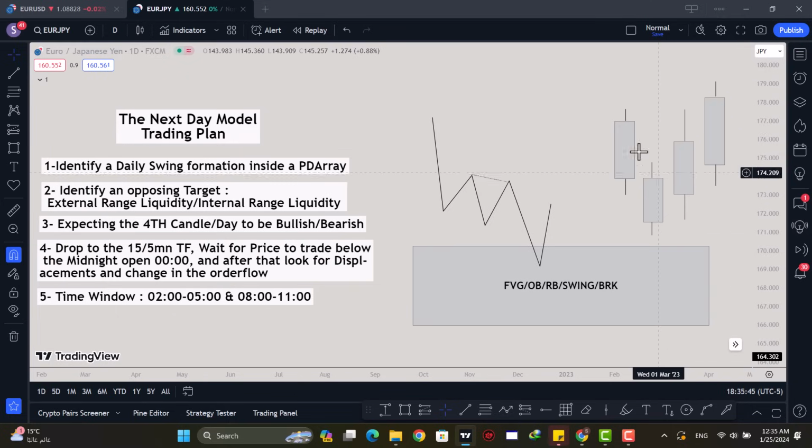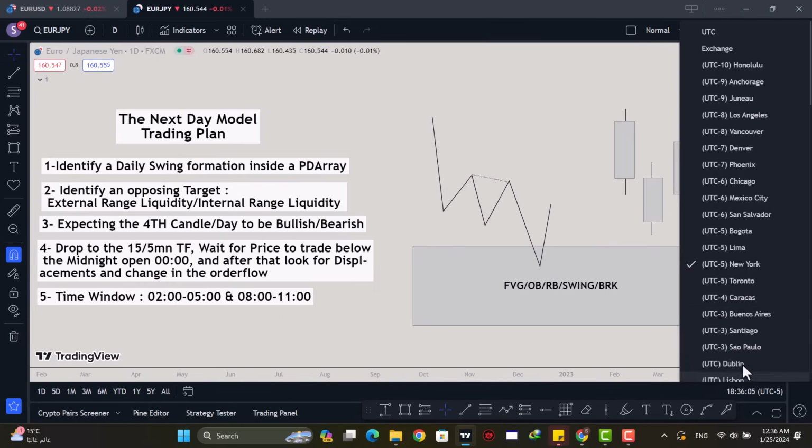Forget about these 3 candles. Only focus on the 4th candle, which is the 4th day. Drop to the 15-minute or the 5-minute time frame. Wait for price to trade below the midnight open, right? New York time. So this is midnight, New York time. Make sure to set that up.